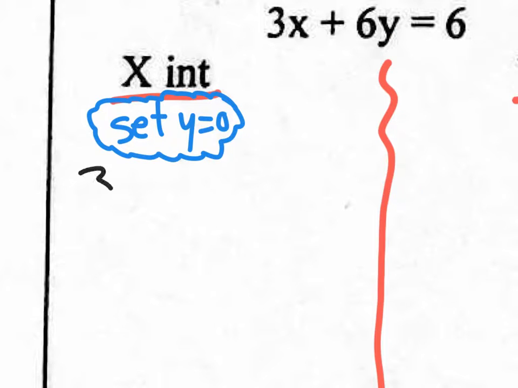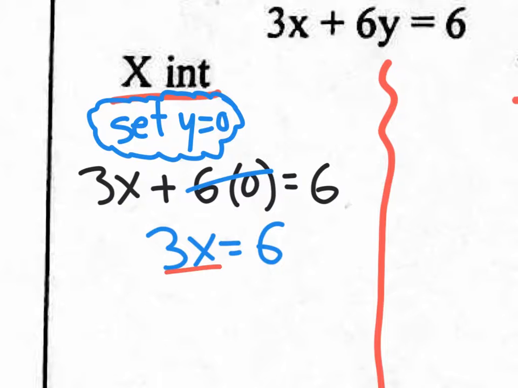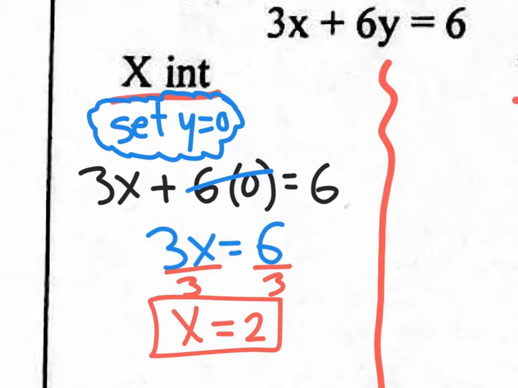So it's really going to be 3x plus 6, but instead of y, we're going to put a 0 right there, equals 6. And this becomes a really easy equation to solve because 6 times 0 is 0, and you really have 3x equals 6. And if we continue solving, we're going to divide by 3, which means x equals 2. And that is your x-intercept. It's the location of where your line is going to cross the x-axis.